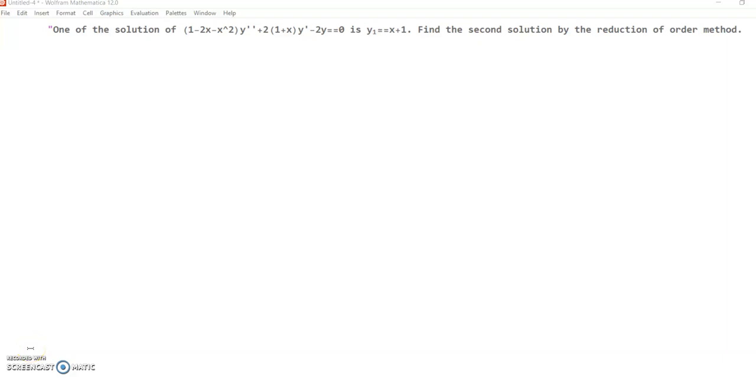Okay, let's do one more question about the reduction of order method. This is the question which I have taken. One of the solutions of this equation is this, and then find the second solution by the reduction of order method. So let me rewrite this equation.